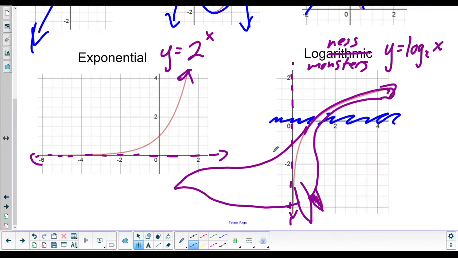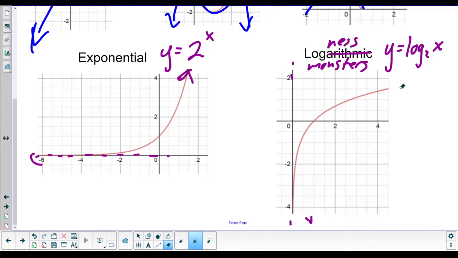Anyway, yeah, I digress. Either way, right? It kind of looks like a Loch Ness monster coming up out of the water. That's how I remember that this thing's a log graph.